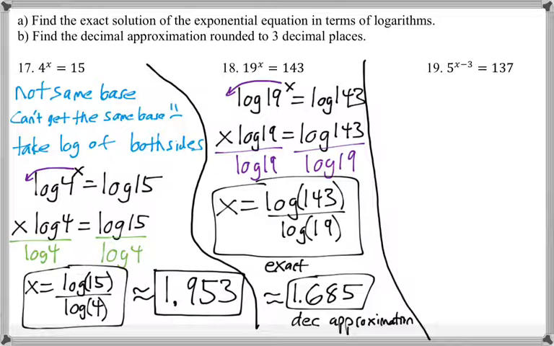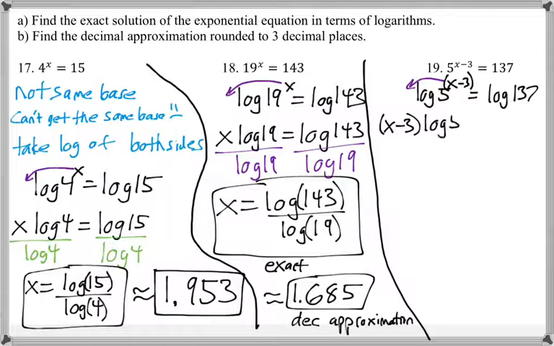On number 19, I'm going to take the logarithm of both sides, and I'm doing this because now I can bring down the exponent to the main level. And I'm going to put parentheses around the x minus 3 and bring that down with the parentheses. Okay, so I'm trying to solve for x.